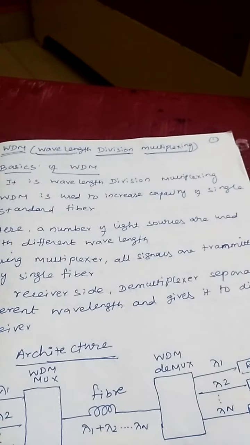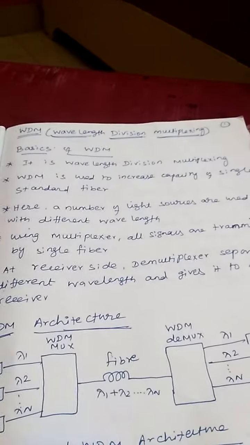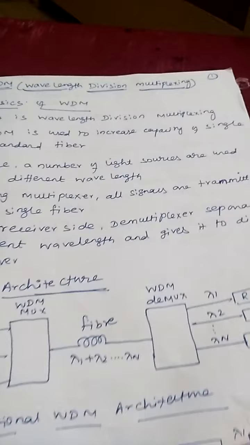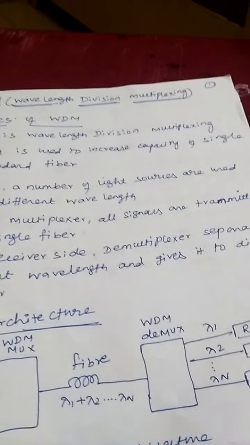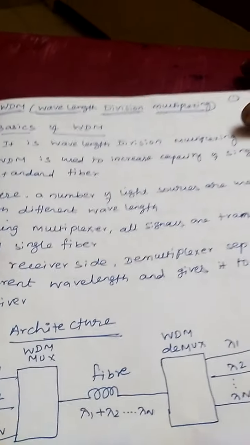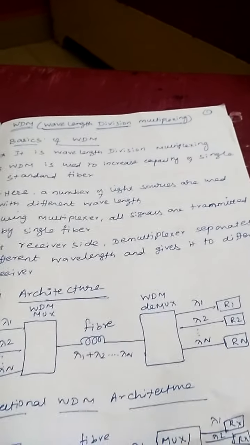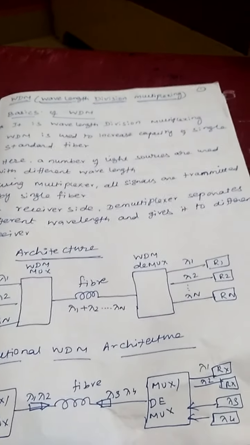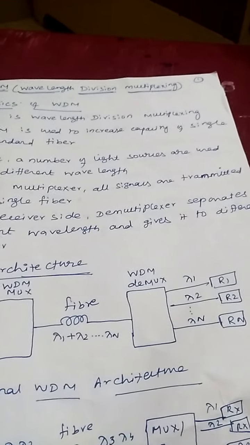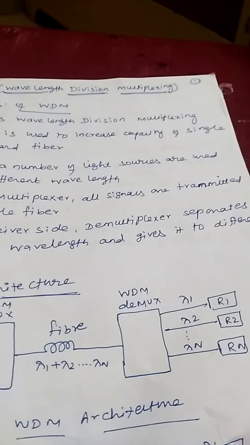Using a multiplexer, all signals are transmitted over a single fiber. In WDM techniques we use a transmitter and a receiver, with a single fiber in between. At the receiver side, a demultiplexer separates the different wavelengths and gives them to different receivers. So using WDM, we can increase the capacity of a single standard optical fiber.